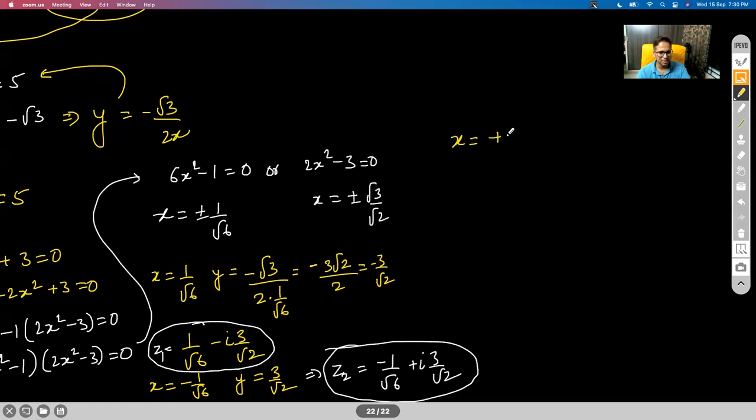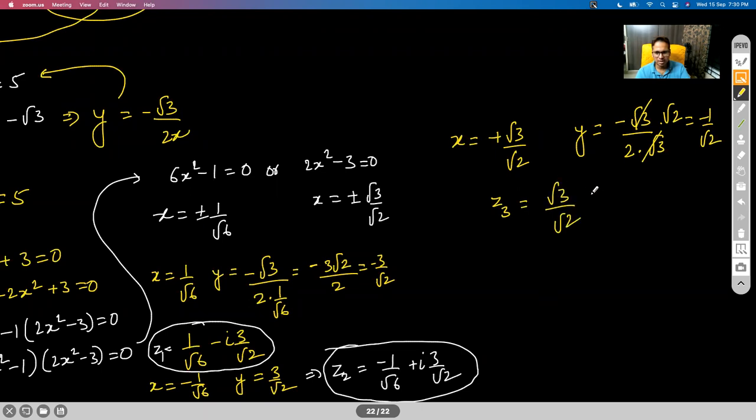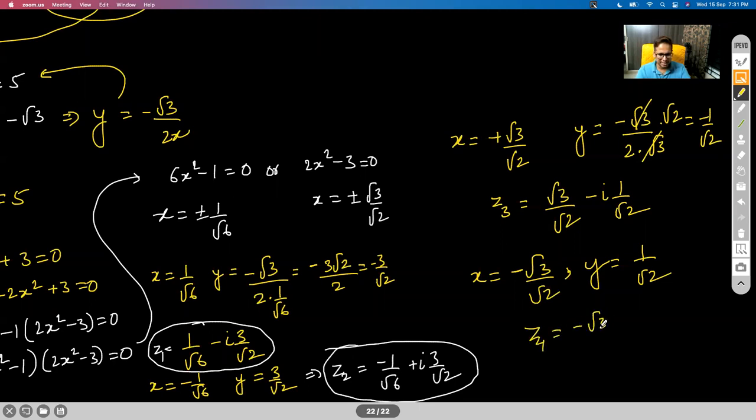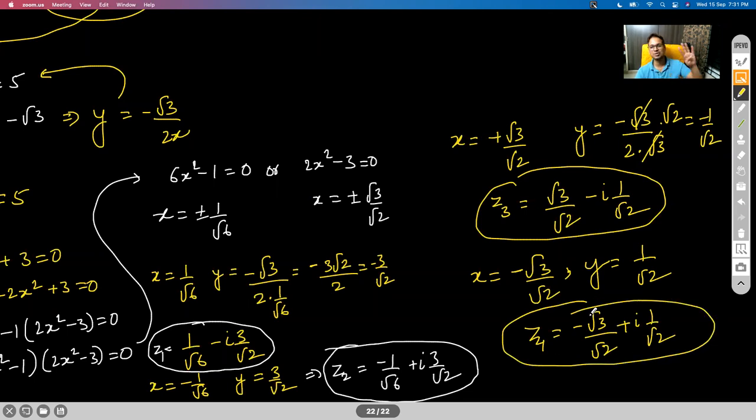So if your x is plus √3 by √2, y will become negative √3 by 2 into √3 by √2. So that will give you minus 1 by √2, correct? So another complex number that will get formed here is √3 by √2 minus i·1 by √2. And if you put x as negative √3 by √2, y will become 1 by √2. So another complex number will be negative √3 by √2 plus i·1 by √2. So four complex numbers will satisfy this equation. Altogether, four roots will come out.